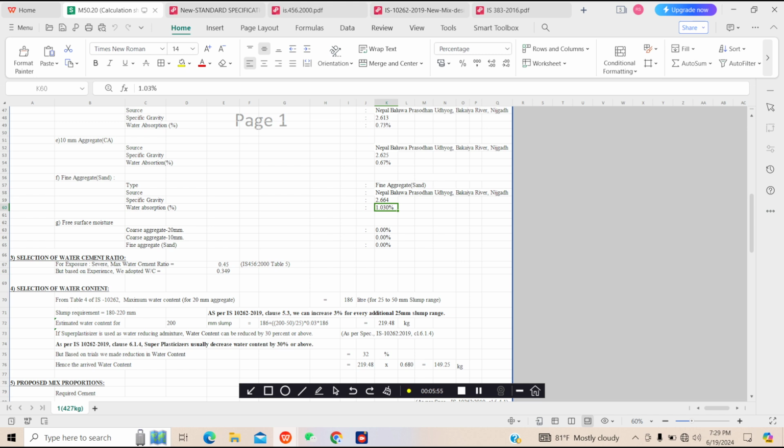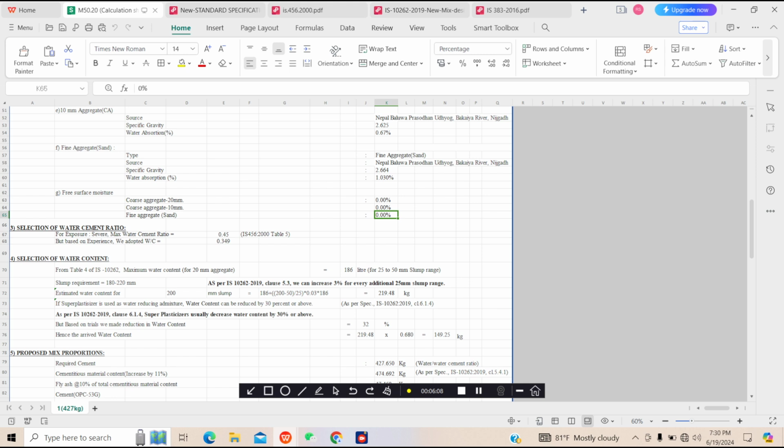So if the aggregate and sand are in saturated surface dry condition, then the surface moisture will be 0. Yeah, and now in the third step we will calculate the water cement ratio.